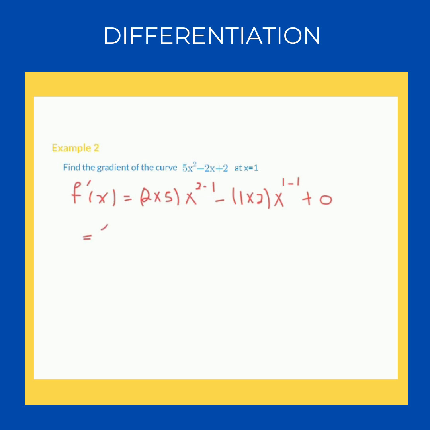So it becomes 10x minus 2 times x to the power of 0, and x to the power of 0 is 1, so the answer is 10x minus 2. So this is f prime of x. Now to find the gradient, I have to substitute x equals 1 into f prime of x. So f prime of 1 is equal to 10 times 1 minus 2, which is equal to 10 minus 2, and the answer is 8. So the gradient of the curve at x equals 1 is equal to 8.